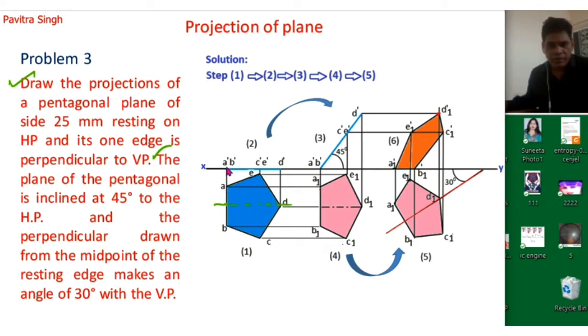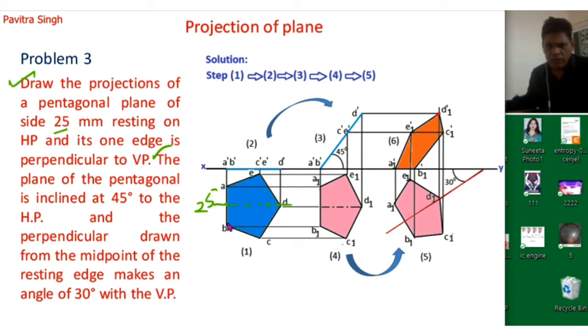We will draw one line which is perpendicular to the xy line, because this is perpendicular to the vertical plane. So we will draw this line first, and we will mark points A and B, and this distance is 25 mm. So this length is 25 mm.